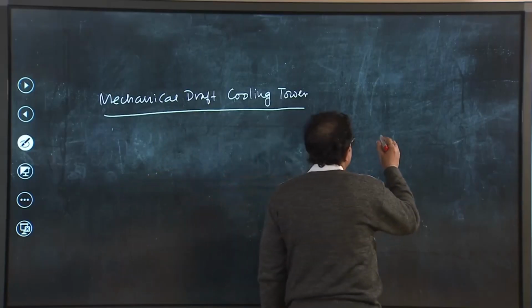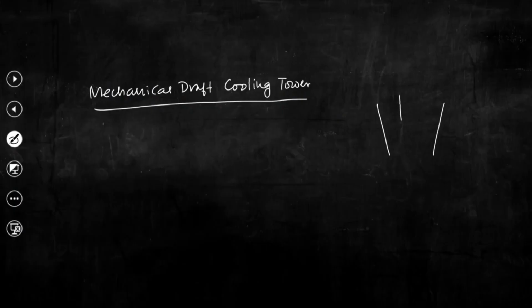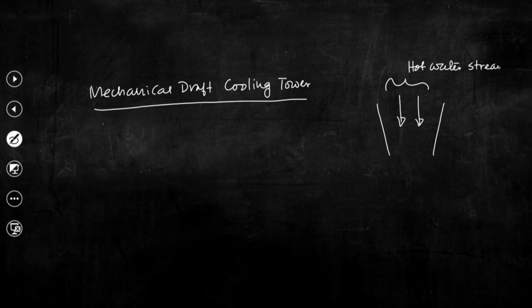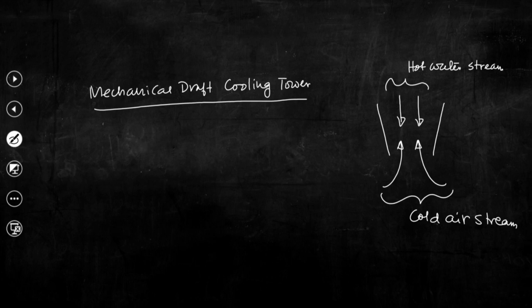So, if we now look at it schematically, if this is the cooling tower and this is the hot air stream, this is the hot water stream, and we need to have a cold air stream. Now, we can have one fan here, we can have another fan over here. So, these are basically fans. So, this is also a fan.